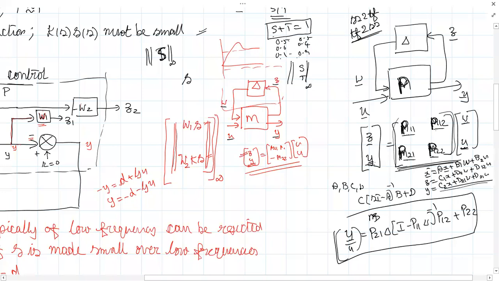No, that depends on your plant actually. It depends on your plant configuration. Sometimes it may be 0, and it may not be 0. That depends on your plant configuration.